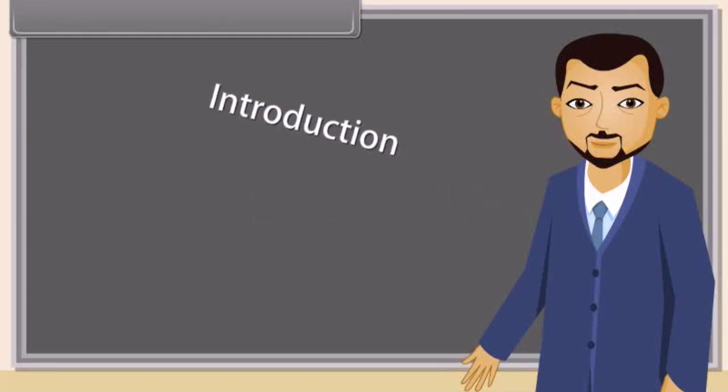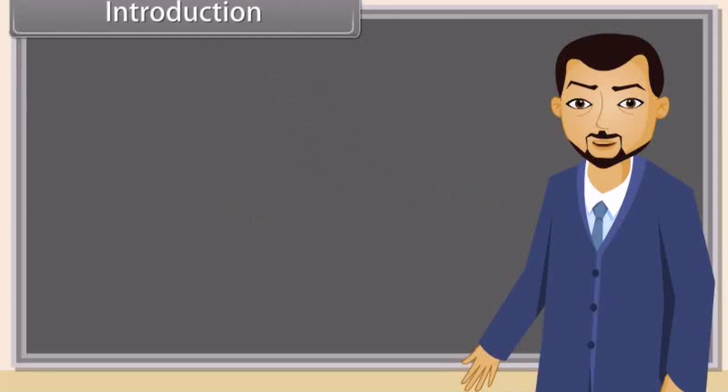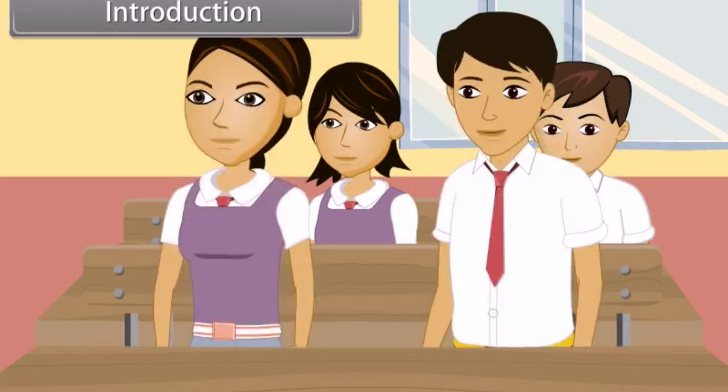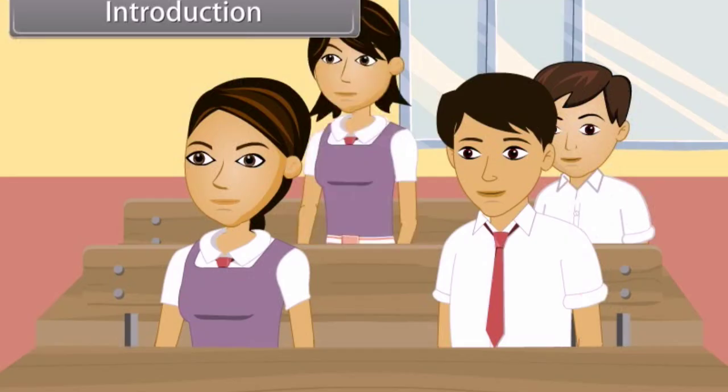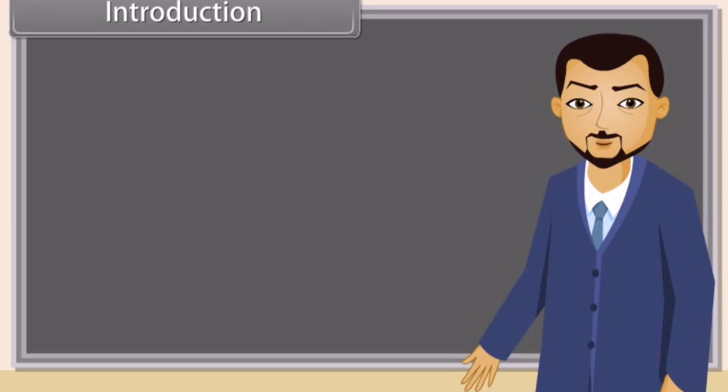Introduction. Today we will learn statistics. Let's start it. In the class test, how many of you score less than 10 out of 30? Just stand up. How many of you score between 10 and 20? How many of you score between 20 and 30? Okay. So now can anyone tell me how we can represent all this data?